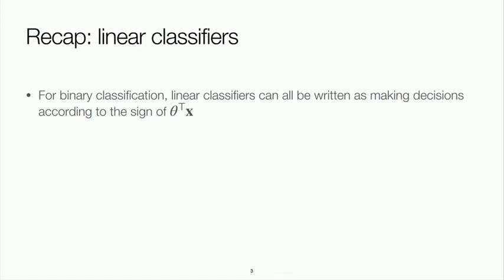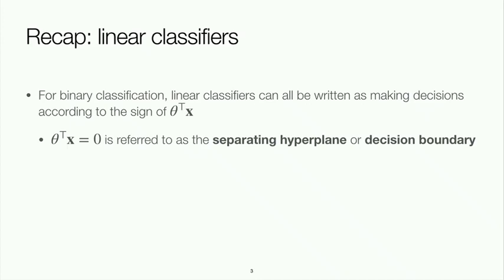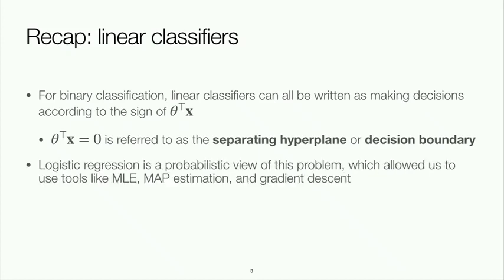And it turns out all linear classifiers, including logistic regression like we saw, can be written in this way. And then this line, the set of all x's such that theta transpose x equals 0, is referred to as this separating hyperplane. More generally, we could have these decision boundaries that might be nonlinear if we have more complex models. But for the linear case specifically, we call it a separating hyperplane, which is one instance of a decision boundary. And so logistic regression is a probabilistic view of this particular problem, and it allowed us to use tools like MLE, MAP estimation, and then formulating things such that they were amenable to gradient descent in order to learn the theta that best explained the data.